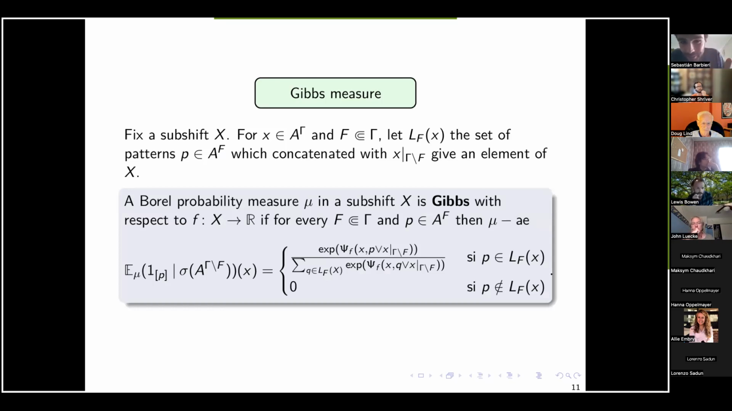A Borel probability measure mu in a subshift X is going to be Gibbs with respect to a function f, for which a cocycle can be defined, if for every finite subset F and for every pattern P in A^F, then mu-almost everywhere, the conditional expectation of seeing the pattern P conditioned on the sigma algebra outside of F, evaluated on x, follows Boltzmann's distribution, where the thing that I'm plugging in is this cocycle. What is this thing? I have Boltzmann distribution, exponential of something divided by the sum of exponentials. So I just need to tell you what this something is.